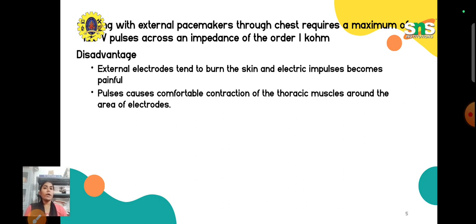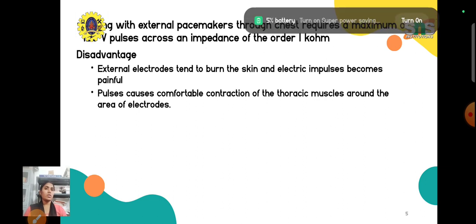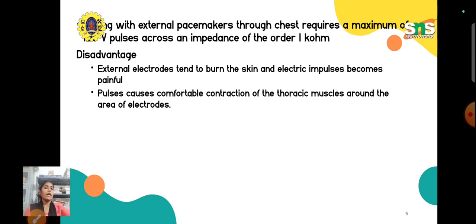The second disadvantage is that the pulses cause uncomfortable contraction of the thoracic muscles around the area of the electrodes. Whenever the pacemaker sends a pulse, there will be involuntary contraction of the thoracic muscles because of the passage of the electric pulse, but that could be within a tolerable range. Even so, in some cases the patient will face some discomfort due to this thoracic muscle contraction. These are the two major disadvantages when people use an external pacemaker. In the next class we will see the implantable pacemaker and its function.